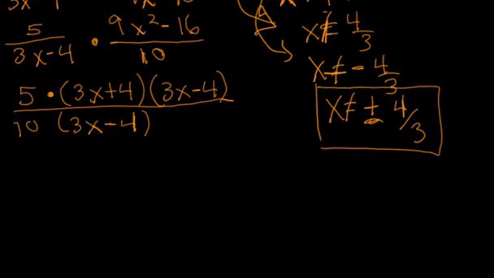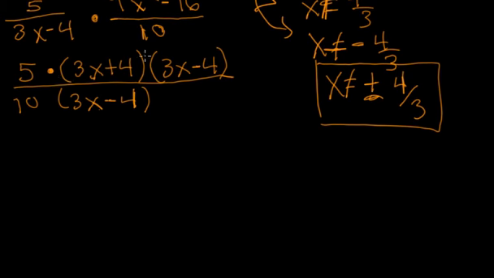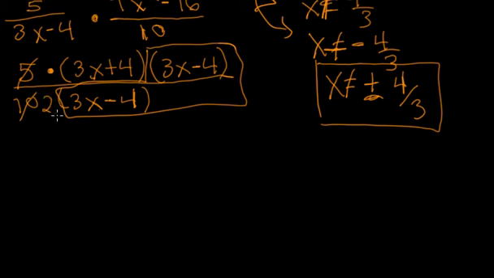So I have to get my terms that become 1 together here, and 5 goes into 10 twice, so I get 3x plus 4 over 2. And I have all my restrictions in place.